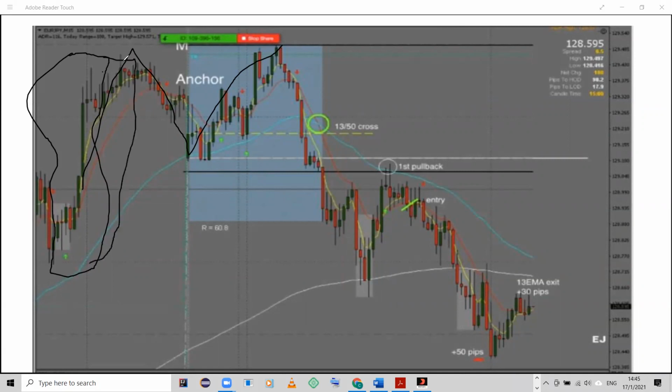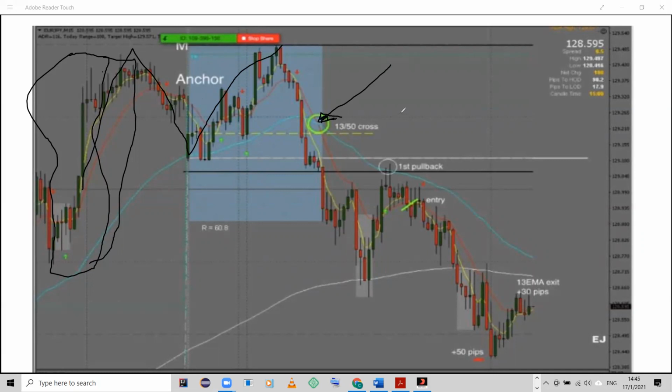And that's the first leg. The first leg was in the New York of the previous day, and the second leg was in the Asian. So this was a big multi-session M. That's the anchor that we're looking for. What confirms the anchor? This right here, the 13 and the 50 EMA, and that also being our second confirmation.